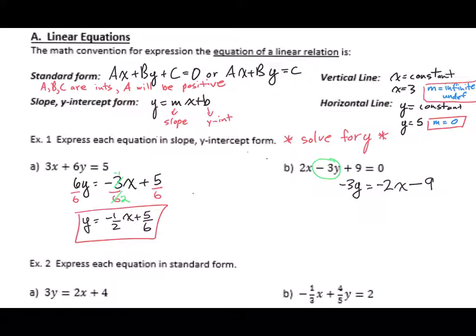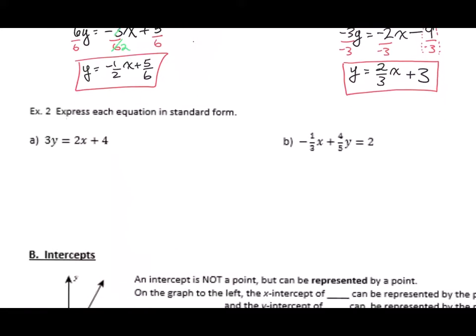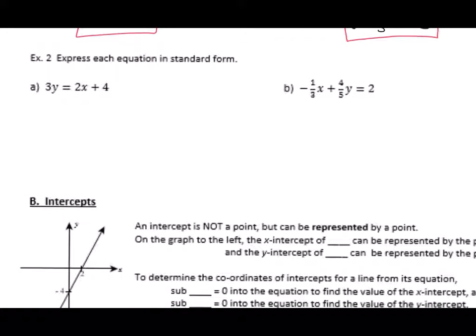Now let's continue with the rest of these problems. This next problem set is asking us to take something that's not in standard form and put it in standard form. For this first problem, I'm going to move all of the variables and numbers to one side and organize them alphabetically, x, y, and then the constant. So we have 3y = 2x + 4. The next line is going to be something equal to 0.